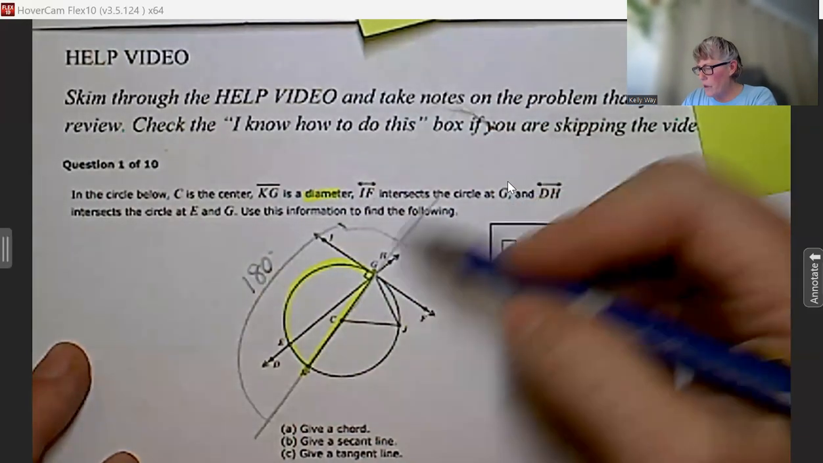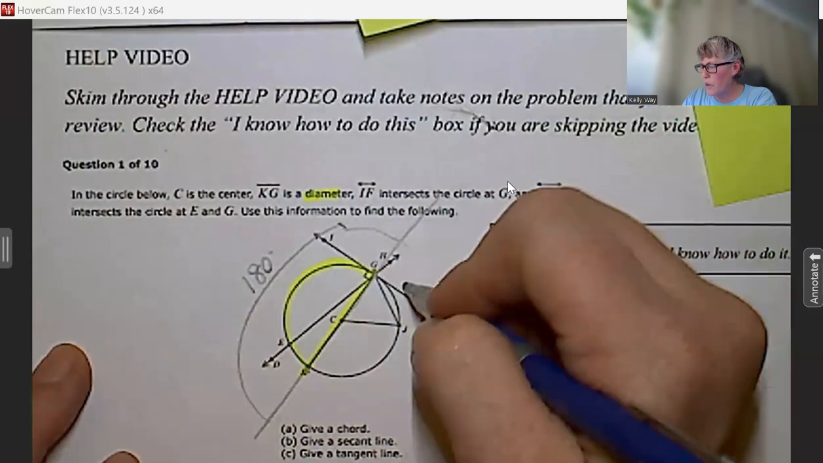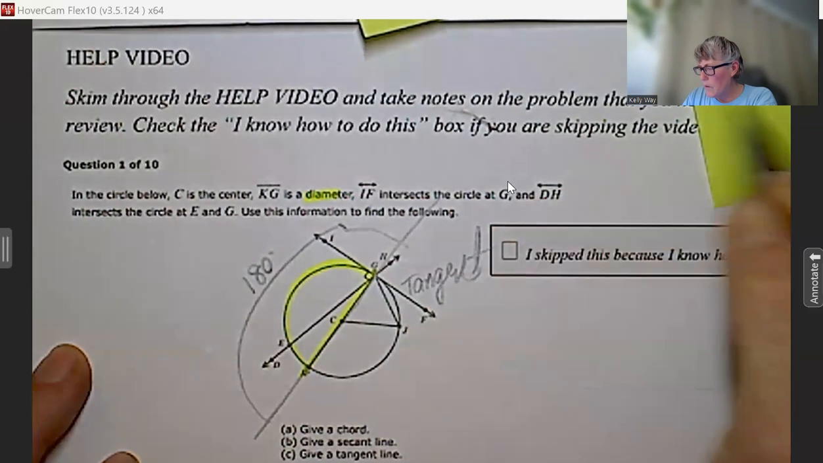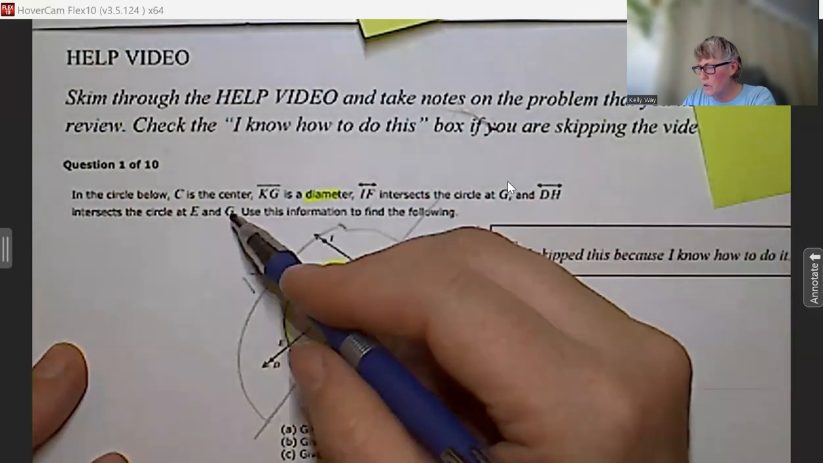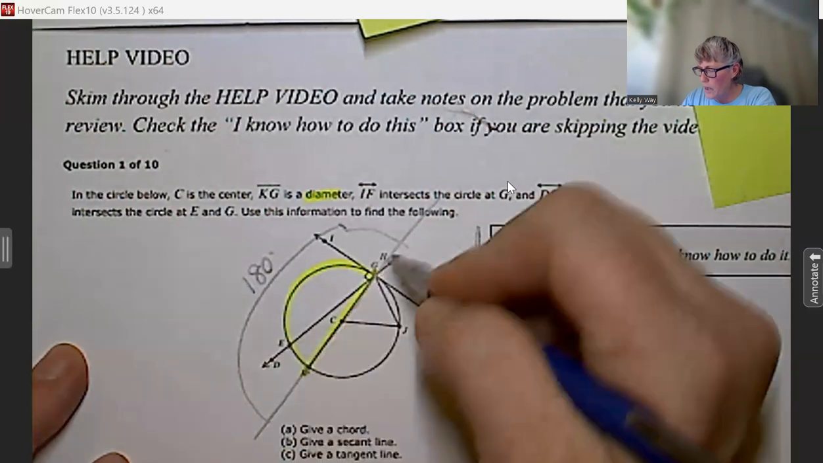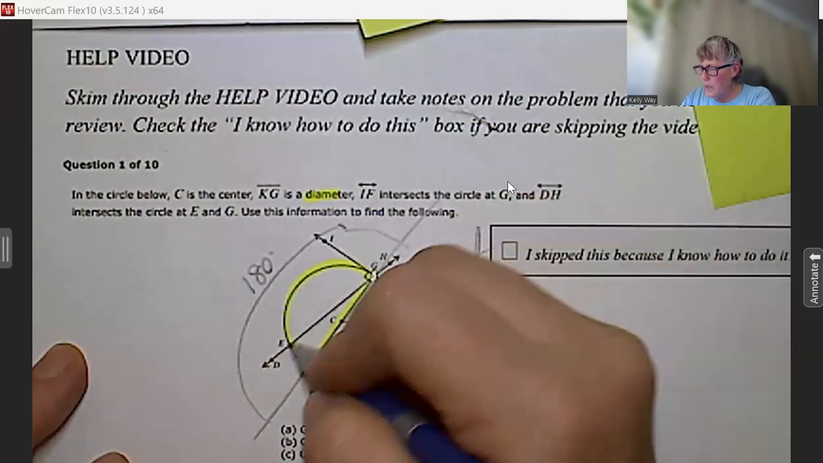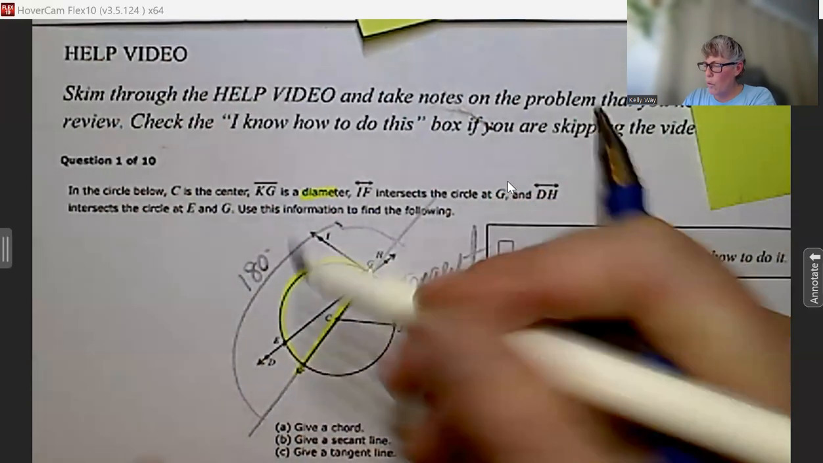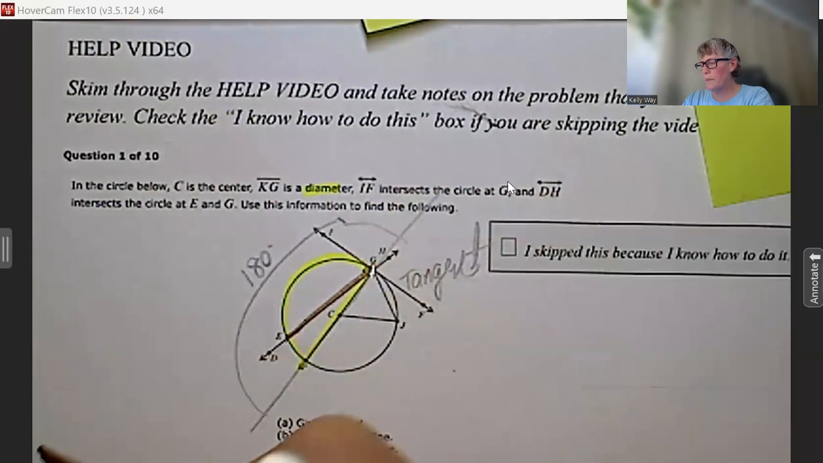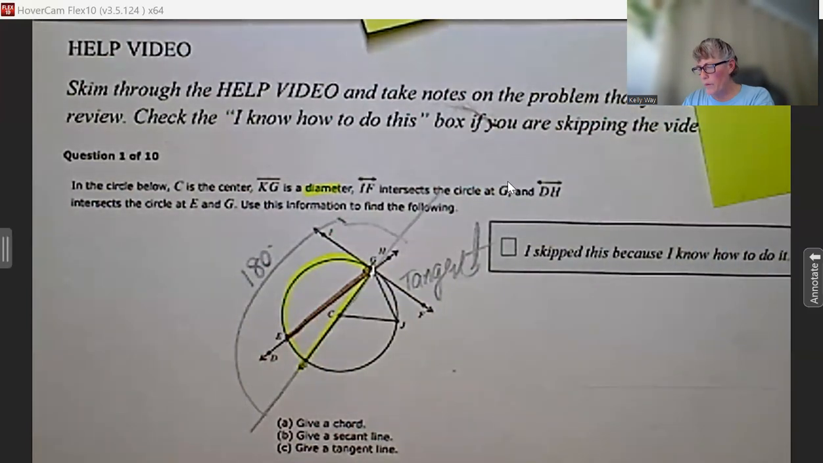And IF intersects the circle at G. That means IF, notice it's 1 point, so we have a tangent here. And DH intersects the circle at D and G. That makes DH a secant right here. And E to G is a chord. That's a chord. Use this information to find the following.